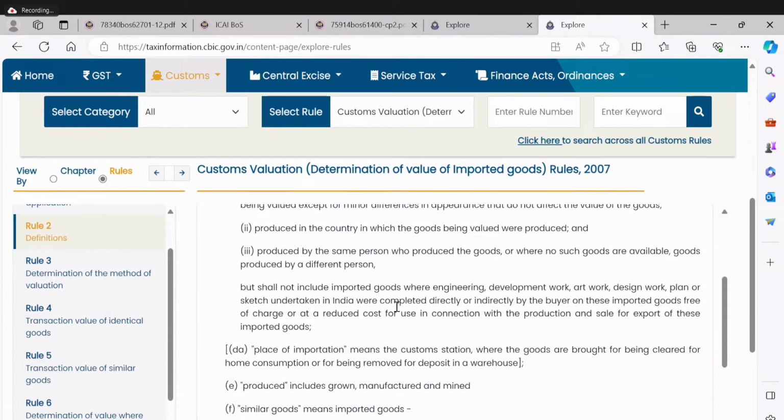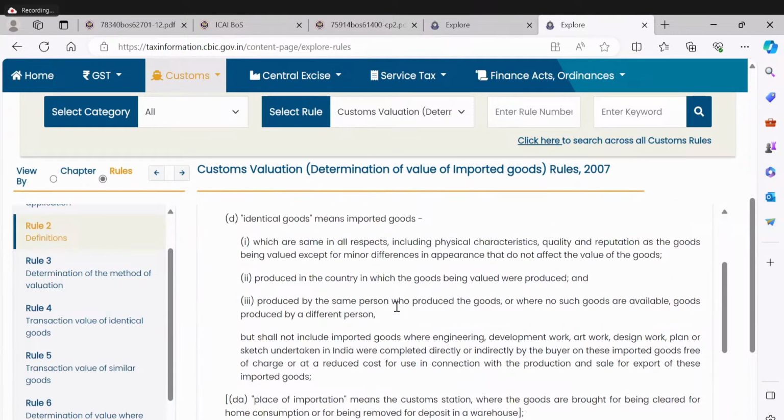These should be produced by the same person who produced the goods, or in case where no such goods are available, then goods produced by a different person. So this relaxation is available. Goods should be produced in the same country. Goods should be produced either by the same person, or where same person is not available, then a different producer or different manufacturer can be taken, but goods should be identical in all respects, like in their characteristics, in their pricing, then in their quality.